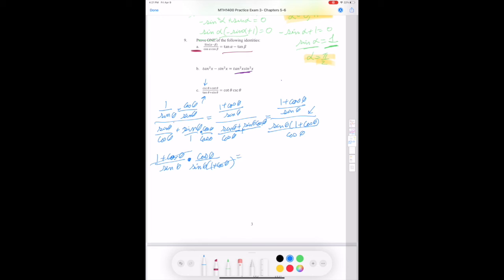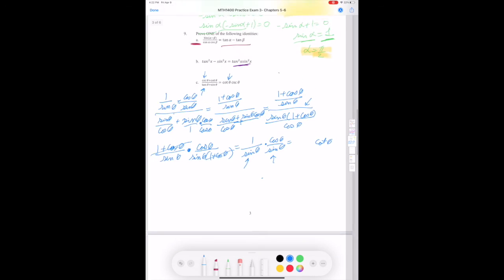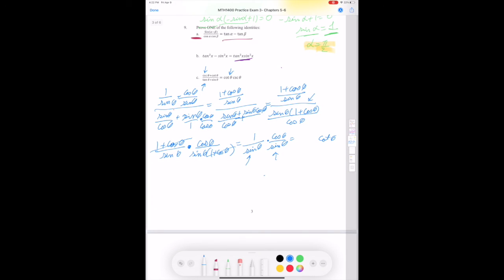So I have 1 over sine theta times cosine theta over sine theta. Well, that is cotangent. And this 1 over sine theta is cosecant theta. And because we're multiplying together, I can rearrange the order.